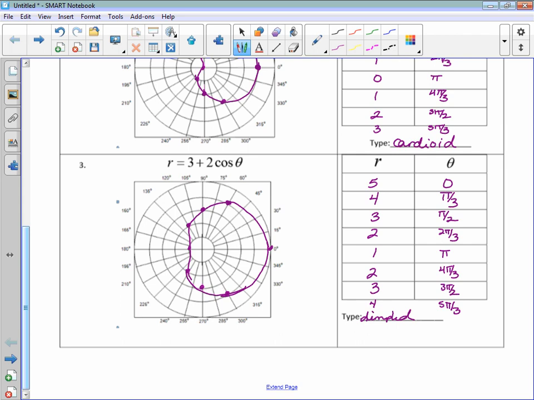Do you guys see the difference in the graph between that and the cardioid? Okay. We have one more type. Anybody need more time on this? When you're ready, go ahead and turn the page.